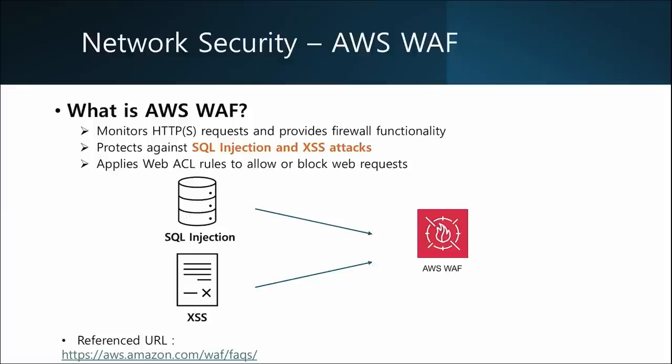AWS WAF allows or blocks web requests by applying web access control list rules. This allows users to set and enforce their desired security policies. For example, you can block access from specific IP addresses or block requests with specific patterns.